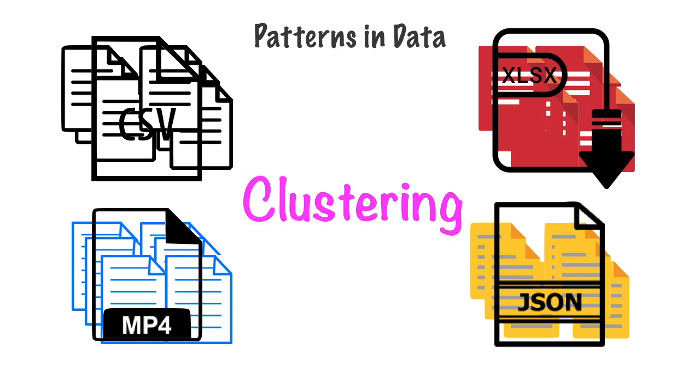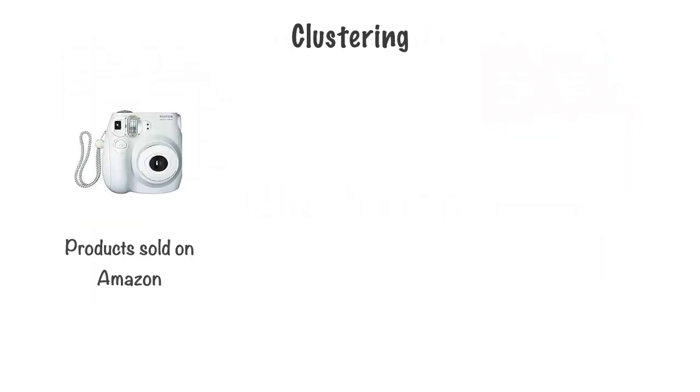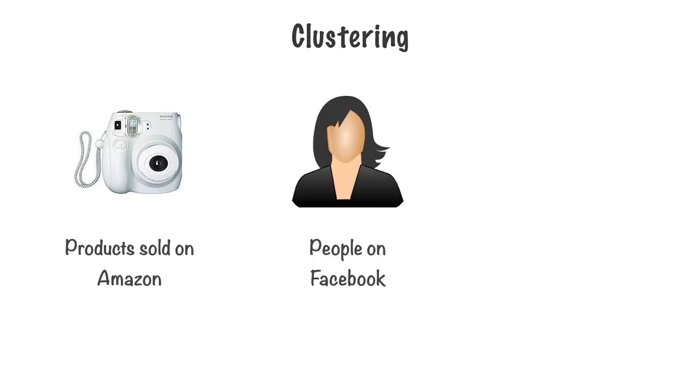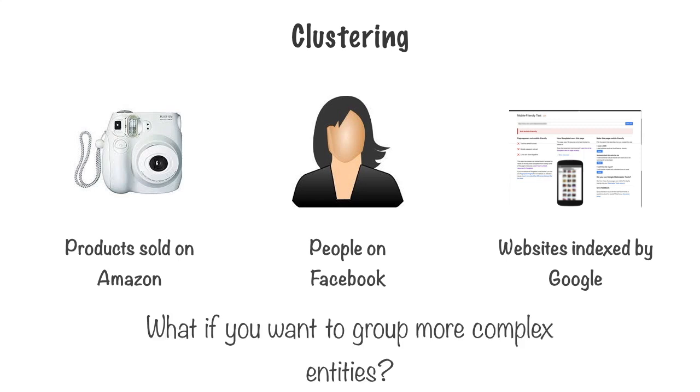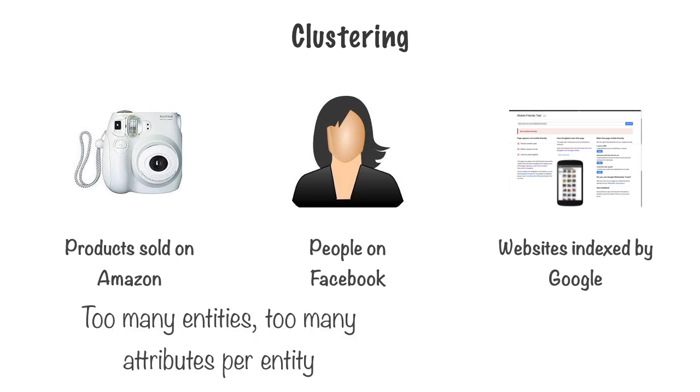In this example, the data is actually files, and we've grouped them based on file types: CSV, MP4, XLSX, JSON, and so on. Now, the data and its attributes may not always be this straightforward. How would you find common attributes for products sold on Amazon, or people who are on Facebook, or websites which are indexed by Google? The number of entities present in each of these data sets is huge, and each of these entities is very, very complex. What if you wanted to group them?